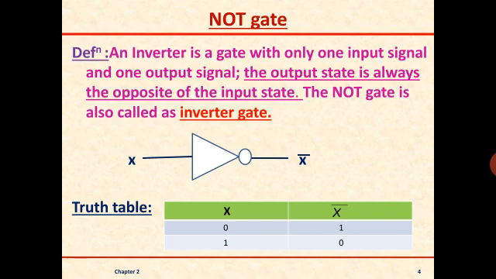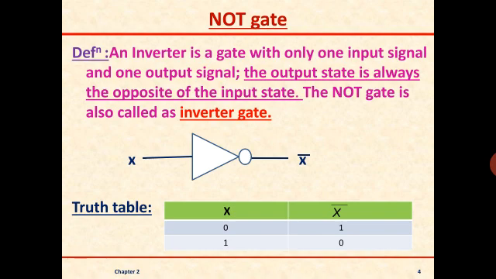We are learning about electronic circuits. Only two states can be retained here, either low or high. So we can see a low input produces a high output, and a high input produces a low output. Hence this is known as inverter gate. So you have to remember this logic diagram as well as its truth table.